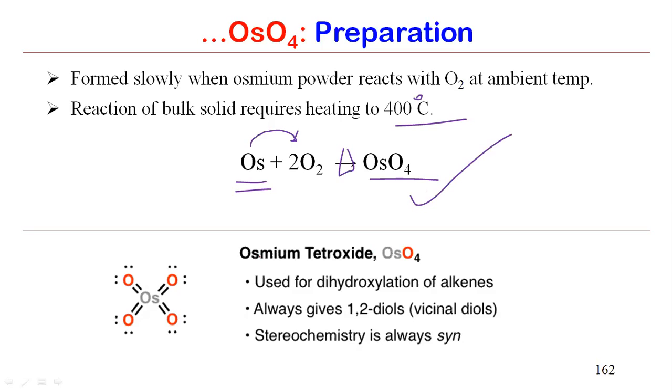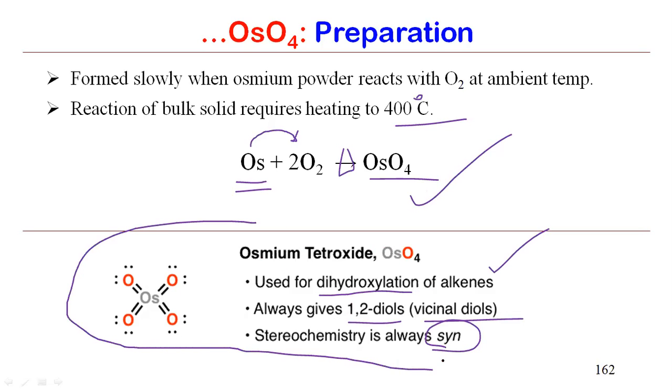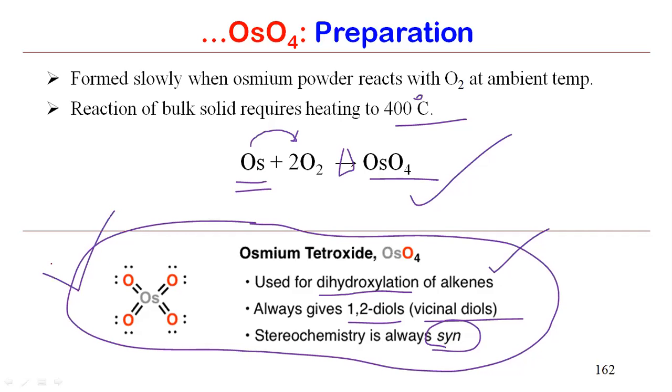The most common application, and the most important thing associated with osmium tetroxide, is that it is used for the dihydroxylation of alkenes. This is the most important property we have to remember. The second thing is that it always gives a 1,2-diol in vicinal fashion, and the stereochemistry is always the same. So this is the summary you have to always remember when dealing with osmium tetroxide. This is the most useful part in my opinion.